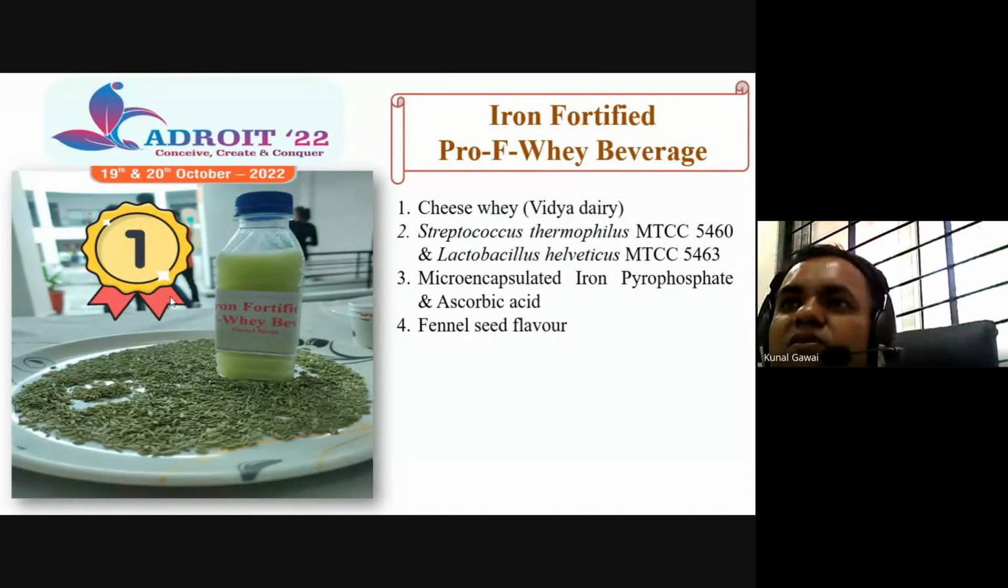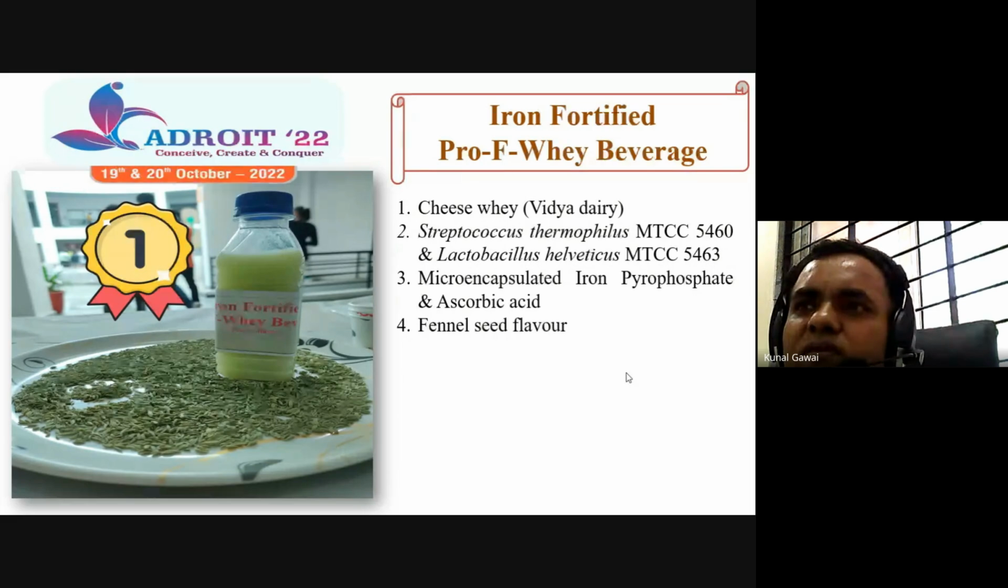This is the work of my student, in the year 2022. He used cheese whey and added lactic acid bacteria, Streptococcus thermophilus and Lactobacillus helveticus, and for that they used microencapsulated iron pyrophosphate and ascorbic acid, and they flavored that product with fennel seed extract. So this product they already developed, and we got first prize during Adroit 2022.